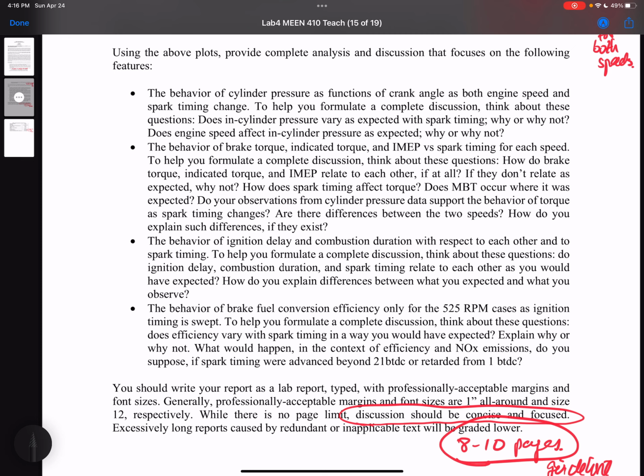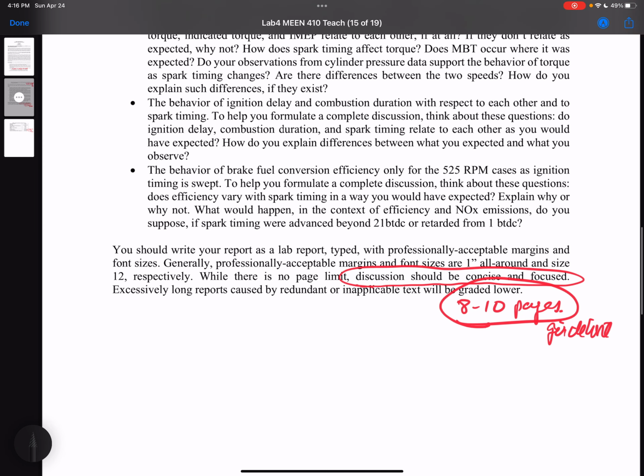What would happen in the context of efficiency and NOx emissions if you were to advance your spark timing beyond 21 degrees before top dead center? Would efficiency go up or go down? Would NOx emissions go up or go down? Why or why not? And then also same analysis, if you were to retard your spark timing from 1 degree before top dead center. Would efficiency go up or down if you retarded spark timing from 1 degree before top dead center? Would NOx emissions go up or down if you were to do that spark timing retard from 1 degree before top dead center?